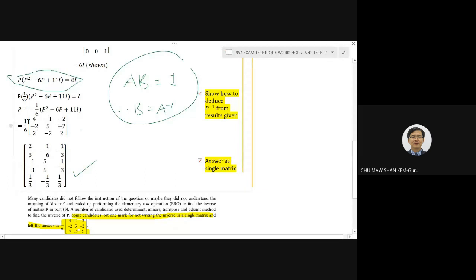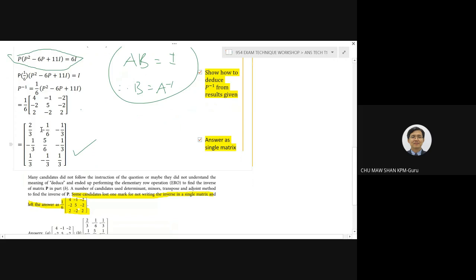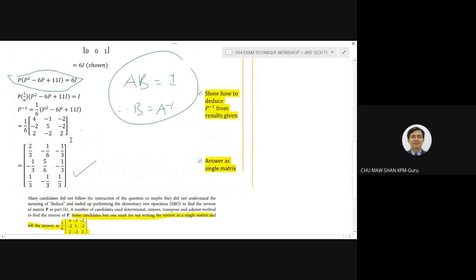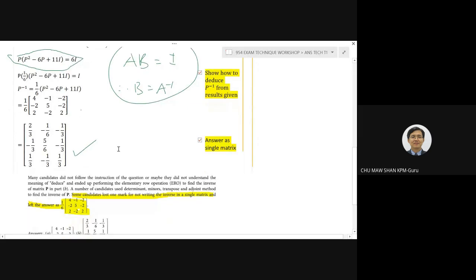Kerana dia ingat, oh ini cantik mah kan. Cantik, betul cantik. It's actually a very nice form. But exam you have to express as a single matrix. Tetapi untuk guna pakai ialah yang ini. Senang pakai. Terutamanya bila you nak darab dengan matrix yang lain. But answer no choice, must be this form. Must be this form. Alright, let us move on.